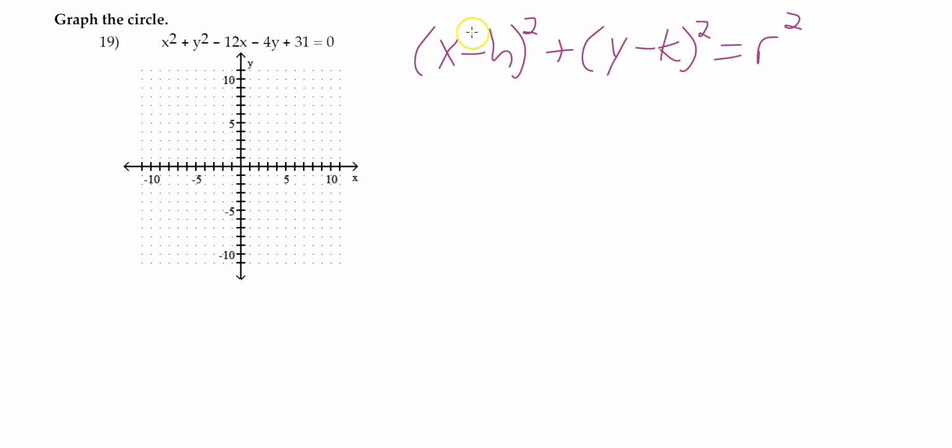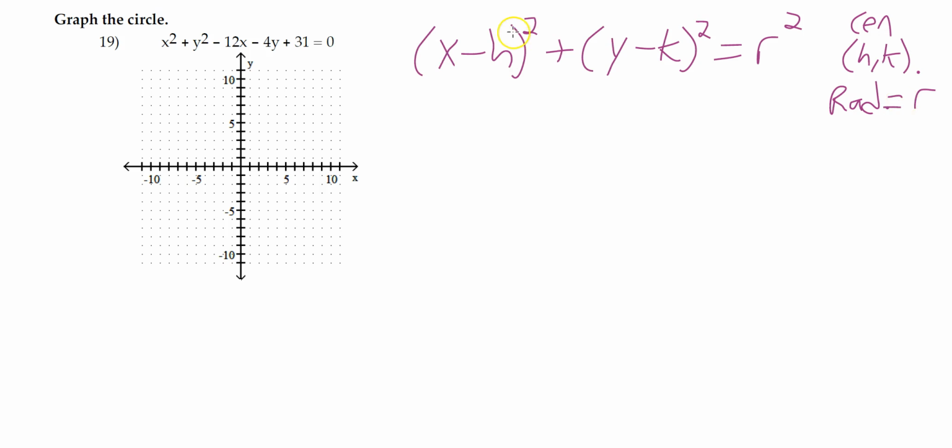The center is what makes this inside equal to 0, the h value, and what makes this value equal to 0, the k. So this has a center of h and k and radius r. So we got to get to that form.